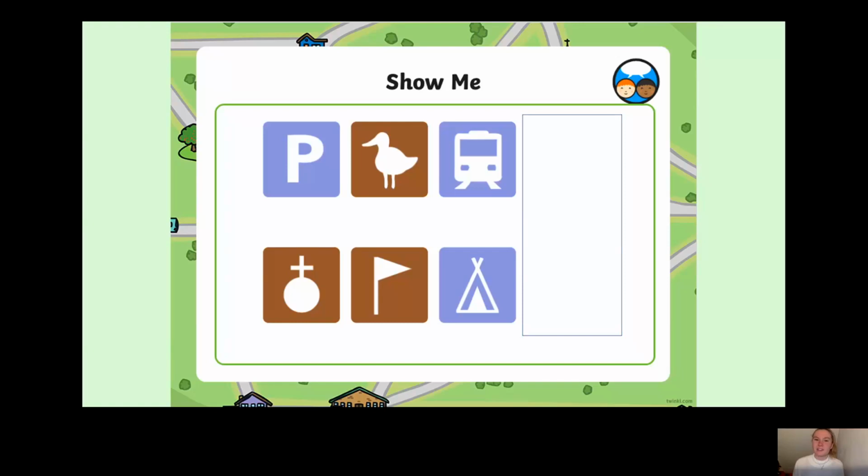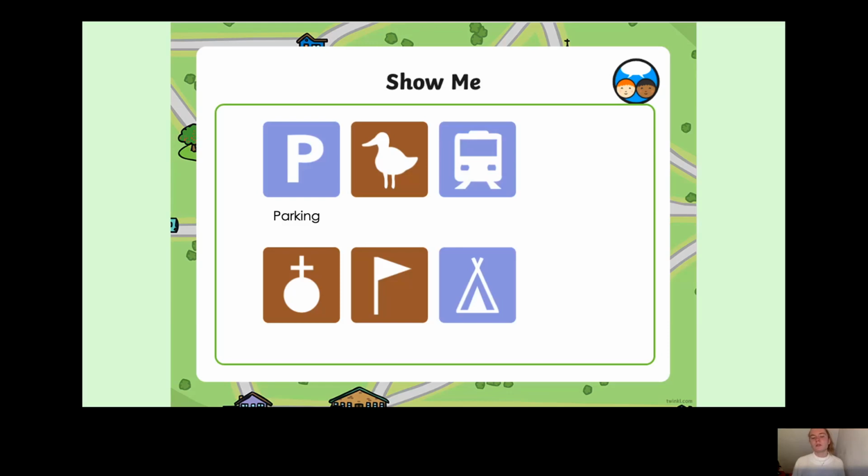Okay, Year 2. So let's find out if you were correct. What did you think the first one was? The blue square with the P in the middle. What could P stand for? Well, P stands for parking. There we go. So the P stands for parking.